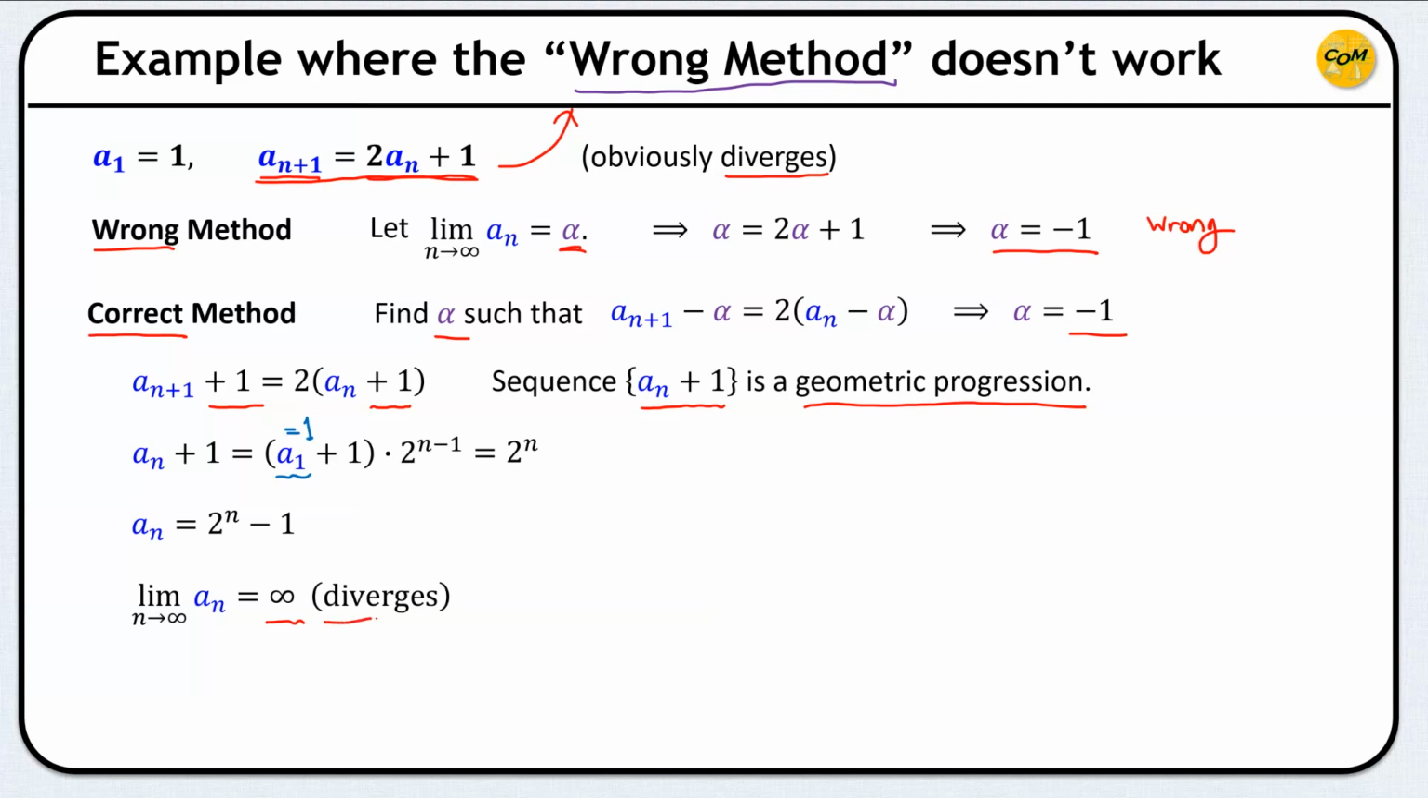So the conclusion of this video is, do not hastily assume that the limit exists and take the limit on the recurrence relation when the convergence of the given sequence is not guaranteed.